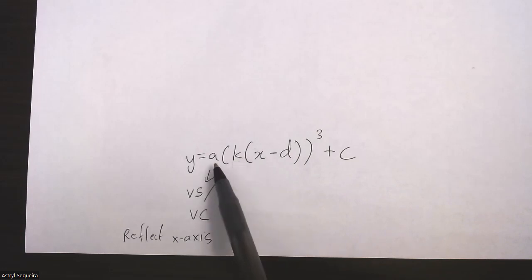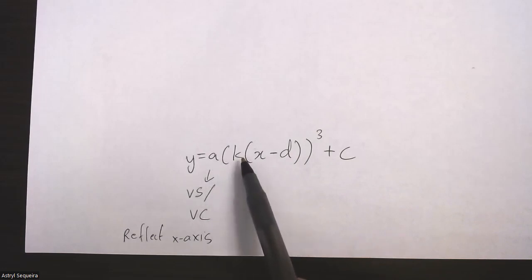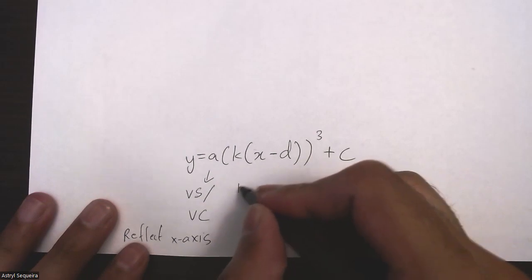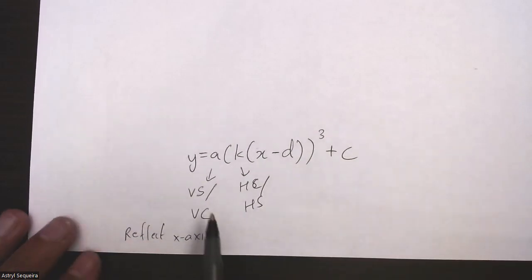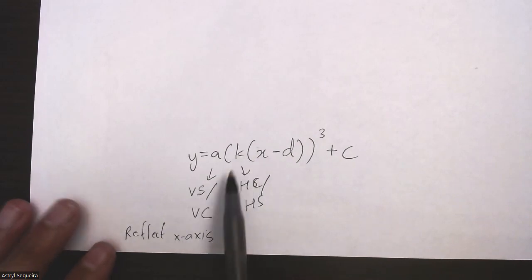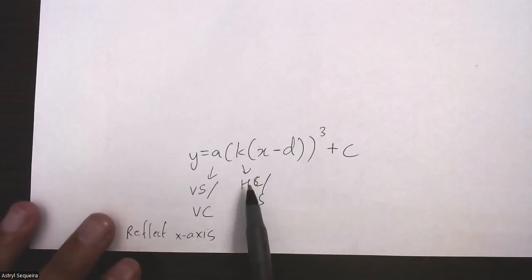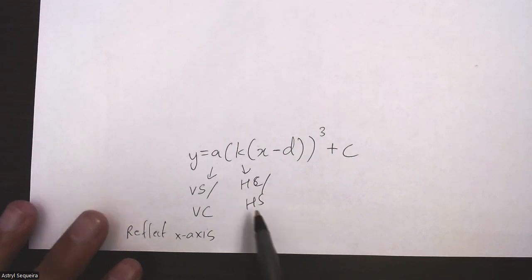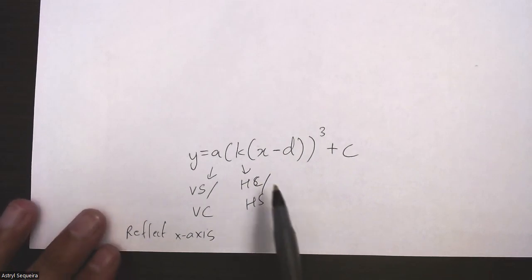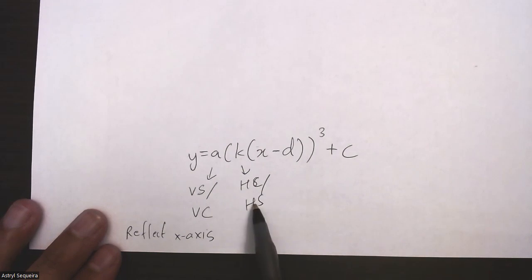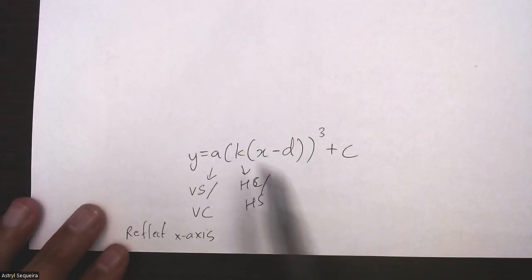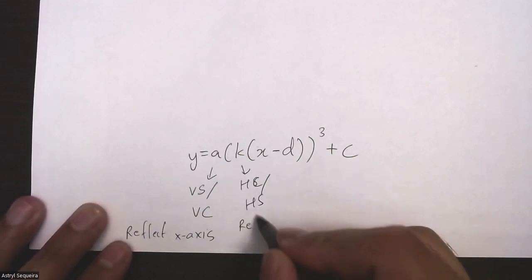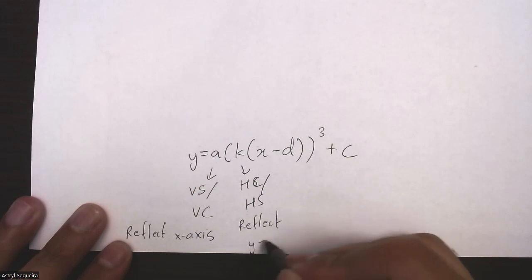K is just the opposite of A. K is either a horizontal compression or a horizontal stretch. And it's the opposite of this one here, because if K is larger than 1, it's a horizontal compression. And if K is in between 0 and 1, it's a horizontal stretch. So just keep in mind that stretches and compressions are the opposite for vertical and horizontal. If K is negative, it's a reflection in the y-axis.